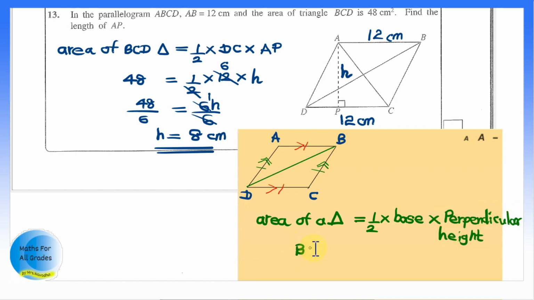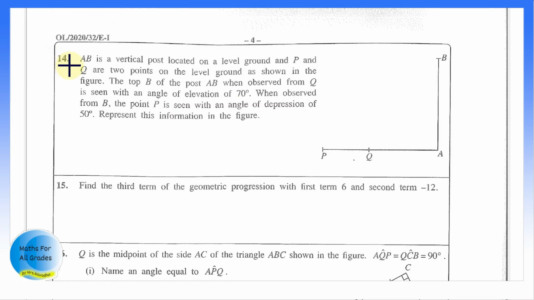So in triangle BCD, base is DC. We can draw a perpendicular line from A to DC. And let's take this height as H. So H is the perpendicular height. So here we have written the formula. Area is 48, BC is 12 centimeters, and then you can simplify this and finally we can find the H value. It's 8 centimeters.